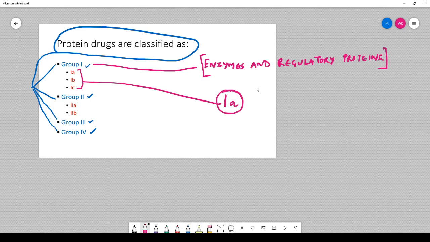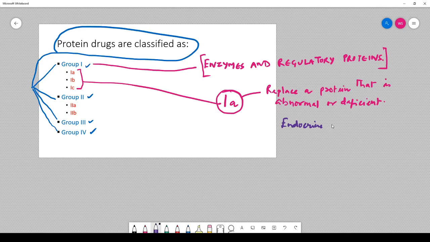1A are proteins that are used to replace a protein that is abnormal or deficient. So what examples come to mind? If you have said insulin, you're absolutely right. So in which disorder? Endocrine disorder. What is the disorder? Diabetes mellitus.